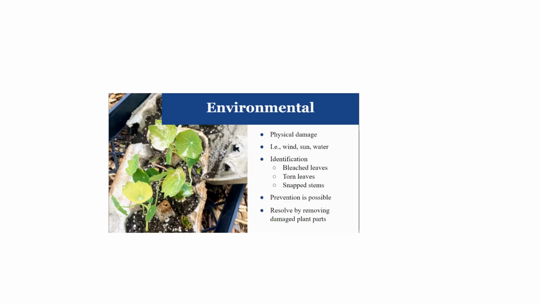And then second to last one, environmental. So again, another type of physical damage. That's the wind, it's the sun bleaching your plants, it's water hurting your plants. So you might see bleached leaves like you do in this example. The leaves might be torn, again, snapped stems. For this example, someone left their plants out. I was teaching a class and they left them out in the sun over a night, and we didn't realize they were out. So the sun ended up bleaching these little nasturtiums. So you can just keep them in a better space. And again, remove the parts that are damaged so the plant can heal itself and move on, hopefully.